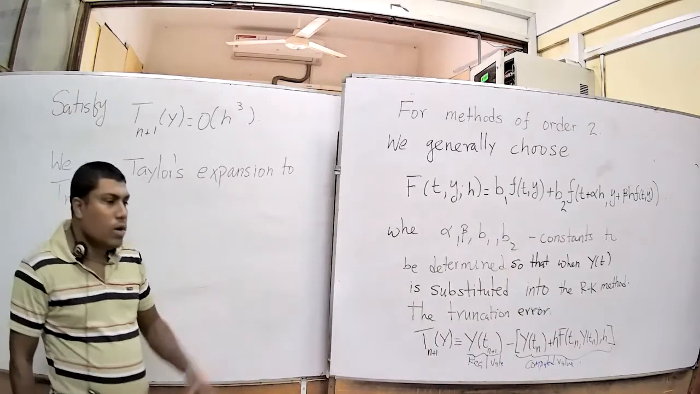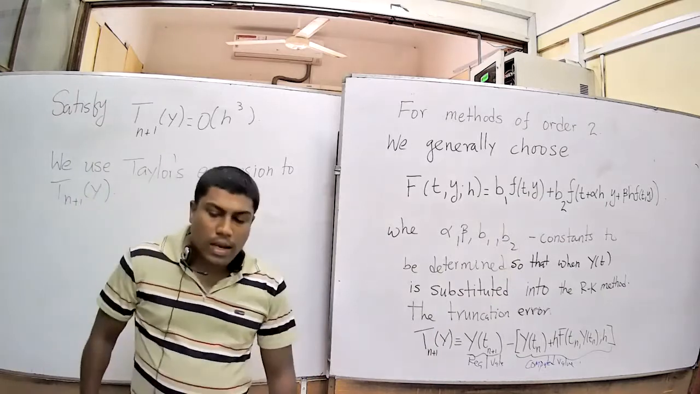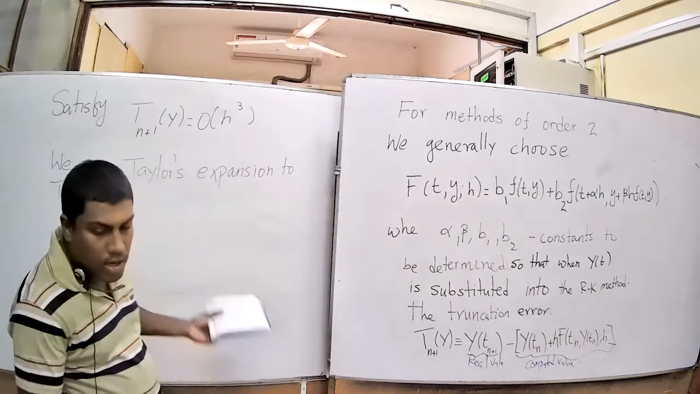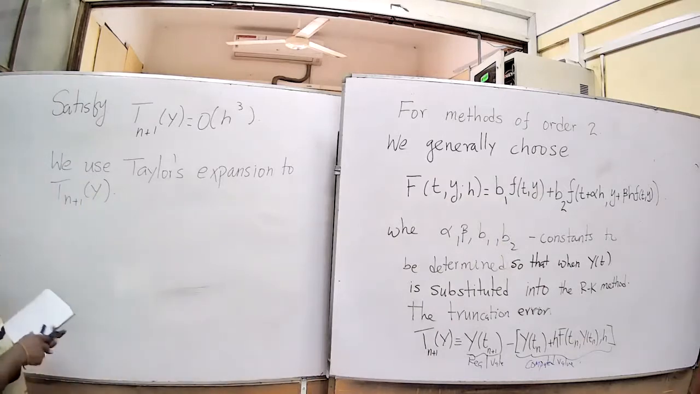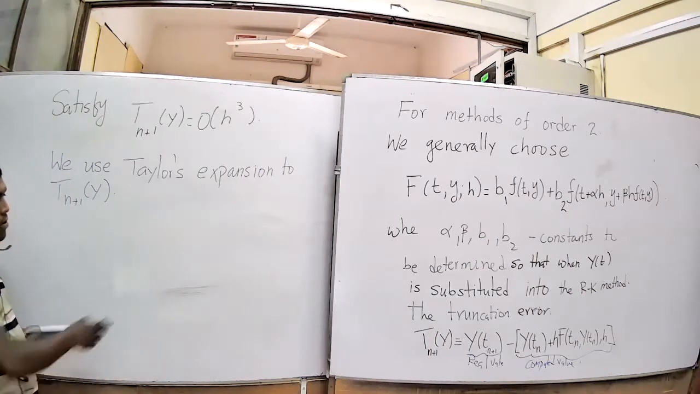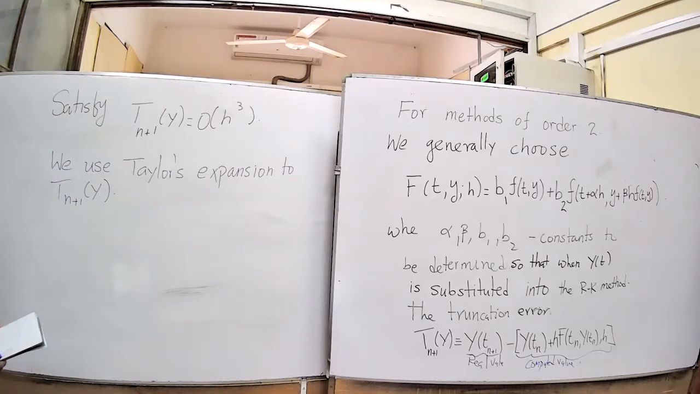When you want to get h to the power 1, 2, 3, and so on, the best idea is to go for the Taylor's expansion. So that is what they are doing here. They try to do the Taylor's expansion for the truncation error. If you want to do the Taylor's expansion, then you have to do it for capital F first. So let's do it one by one.